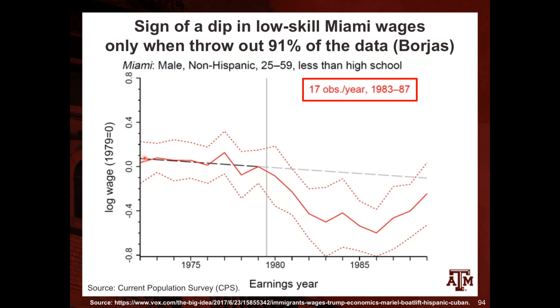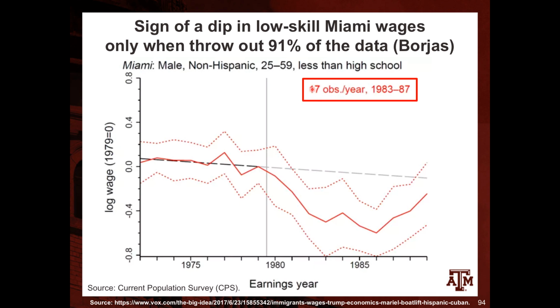So yes, the Mariel Boatlift, all these low-skilled immigrants from Cuba entering Miami, had a negative effect on the earnings of this specific subgroup of the population. But what's the problem here? We do see a sign of a dip in low-skilled Miami wages for this subgroup, and the dip is exactly this here. It declines below the historical linear trend that we had before. But Borjas was able to see this negative effect only when he pretty much threw away 91% of the data. Look at this, the sample size.